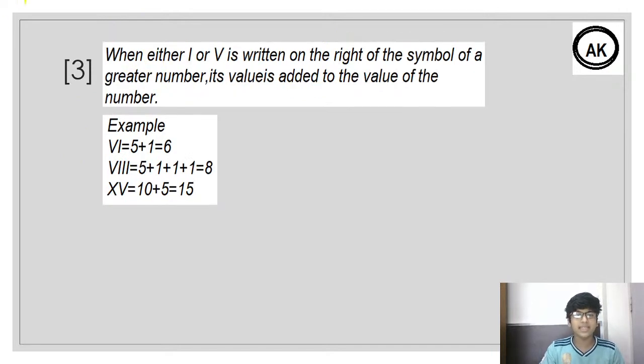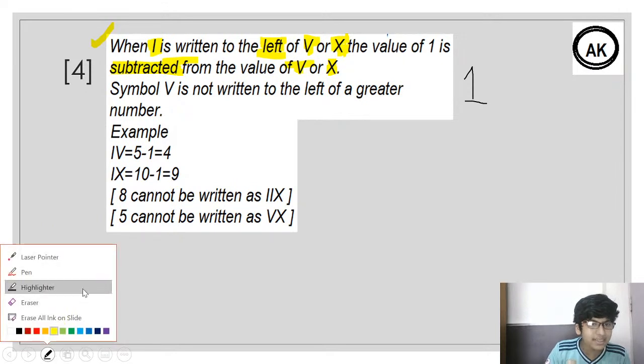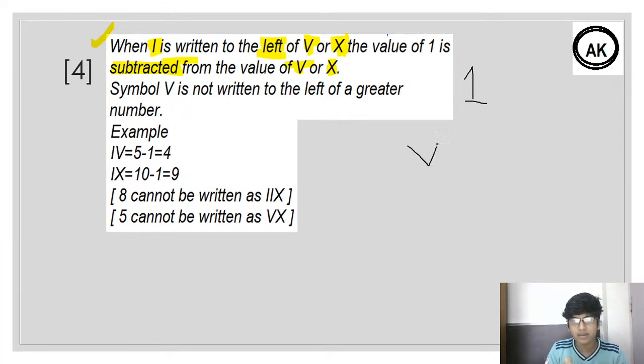In the previous case, we saw that if V or 1 is added, it gets added. But in this case, it's subtracted. So this statement just tells us that the value of 1 is subtracted from the value of V, which is 5, which gives us the answer 4.